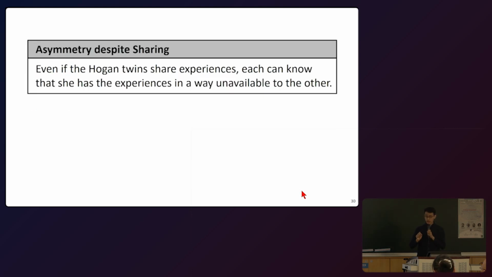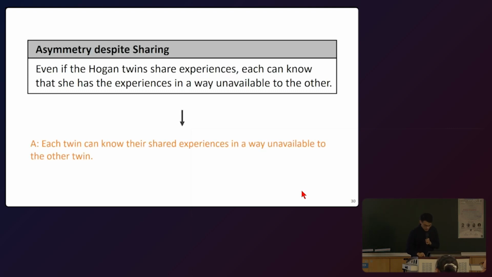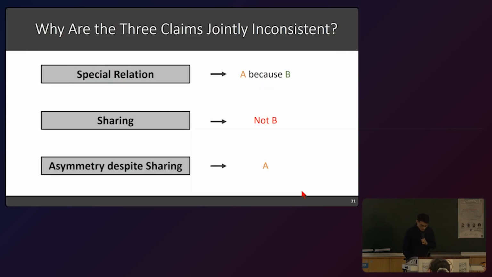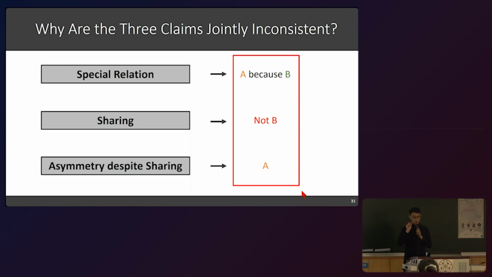Finally, the third claim says, even if the Hogan twins share experiences, each can know that she has the experiences in a way unavailable to the other. This seems to entail that each twin can know their shared experiences in a way unavailable to the other. And that is the A claim we just saw. So to put it in schematic way, the first claim seems to entail A because B, the second claim seems to entail not B, and the final claim seems to entail A. So the three claims are jointly inconsistent because what they seem to entail are jointly inconsistent.